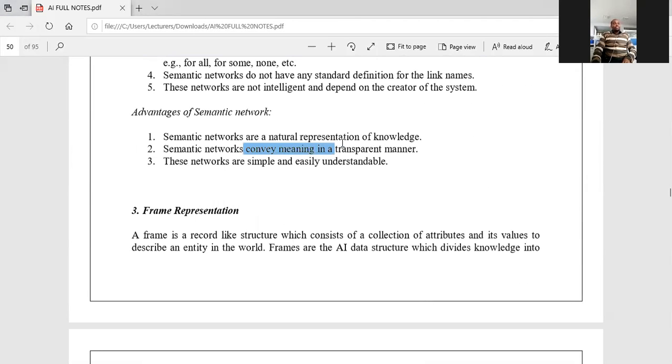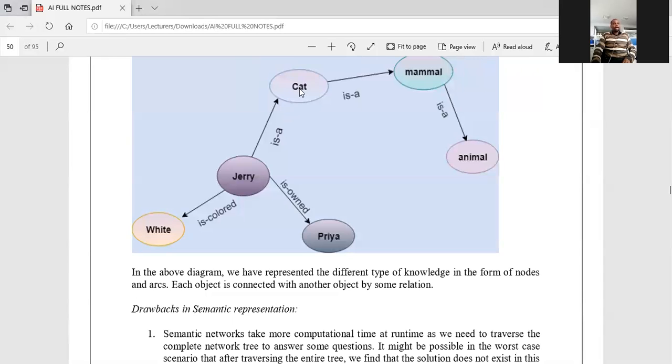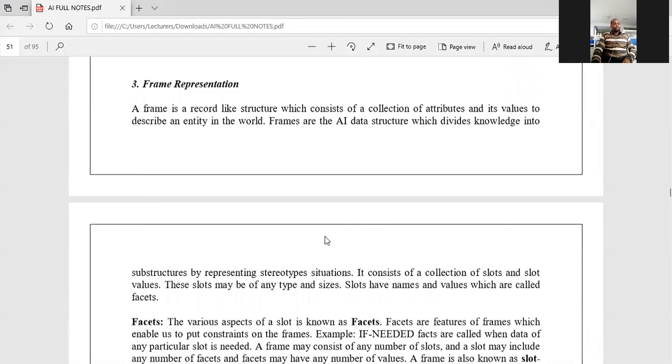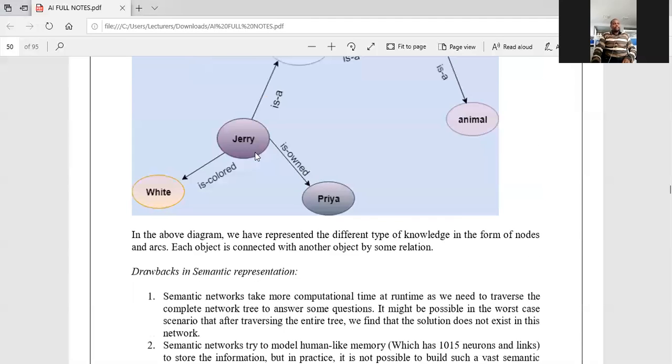Also, it conveys meaning in a transparent manner. There are no hidden meanings. They are open. If Jerry is a cat and a cat is a mammal and a mammal is an animal, therefore Jerry is a mammal. Very transparent. And also these networks are simple and easily understandable.